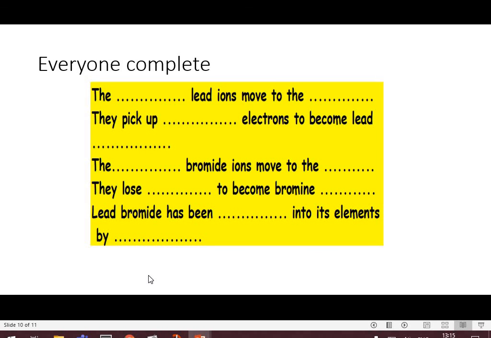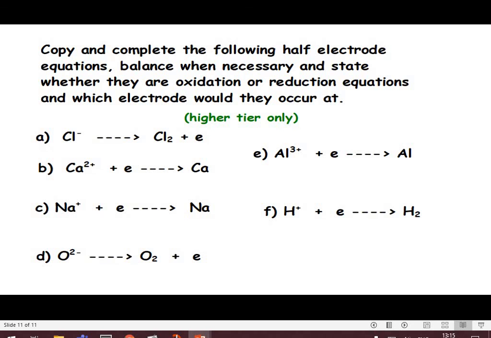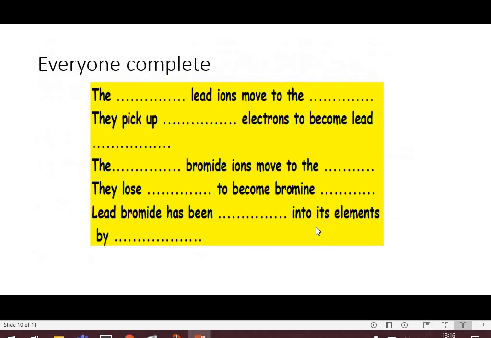Now everyone can complete this, and the words are given to you in the book. And this screen is purely for higher tier. So copy these out, complete the half equations, balance them, and state whether they are oxidation or reduction equations, and at which electrode they would occur. So try those 6 examples, please. Just higher tier for that. Everyone for this one.